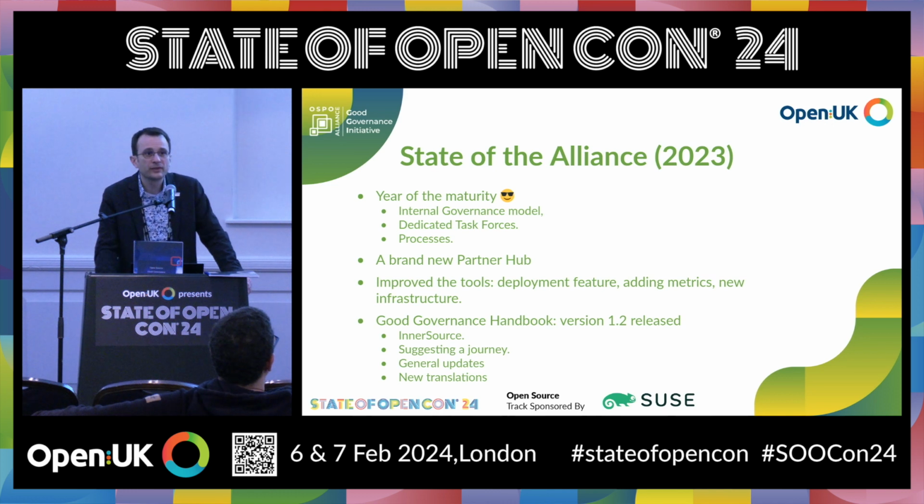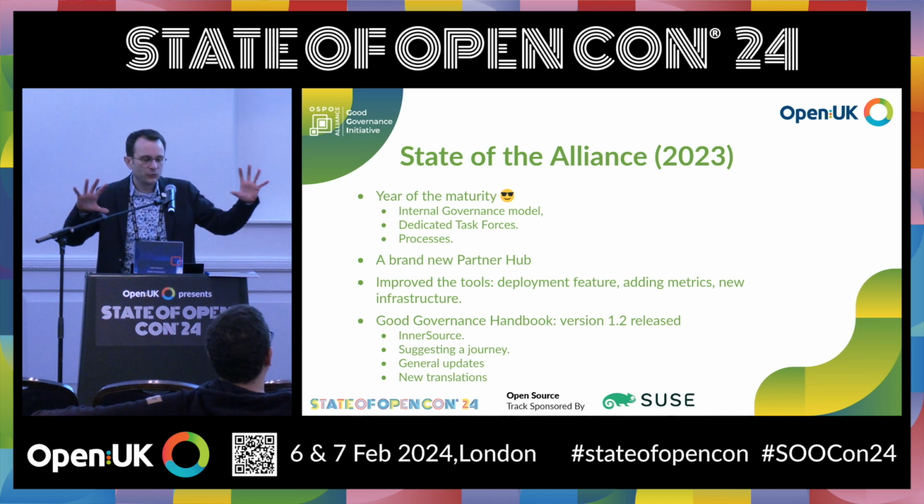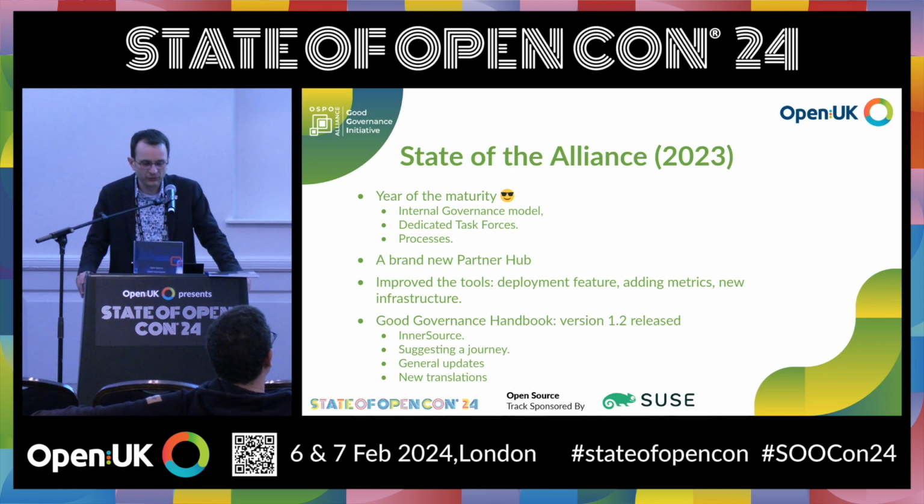So what have we done in 2023, and where are we going in 2024 in the OSPO Alliance? We became more mature. We formalized, we worked on internal governance models. Because at the beginning, everyone was participating a bit as they wanted and how they wanted. So now we've got a more formalized governance model inside the OSPO Alliance organization.